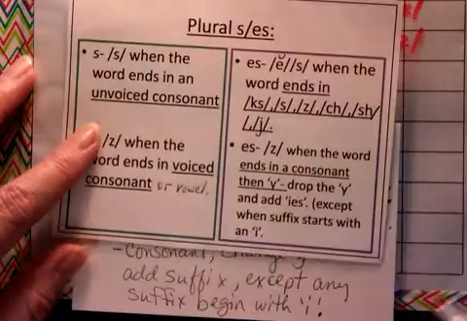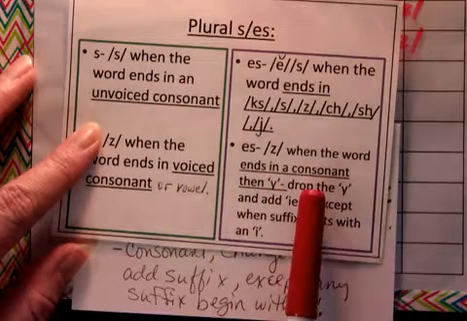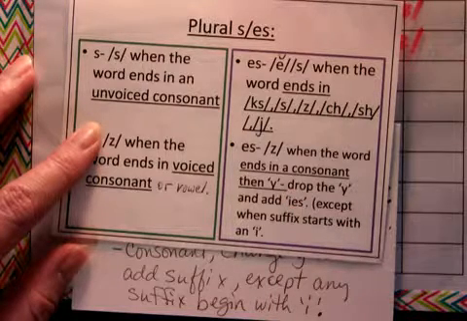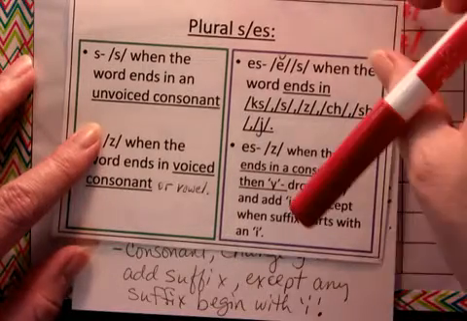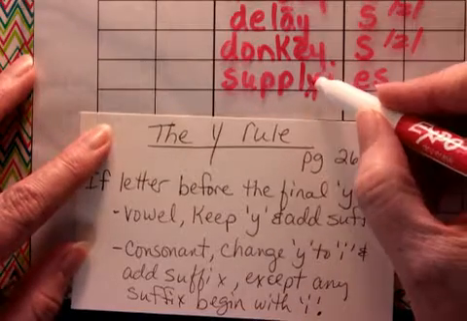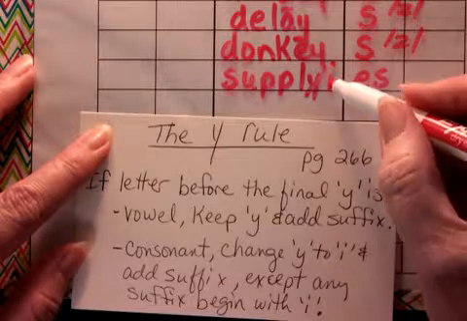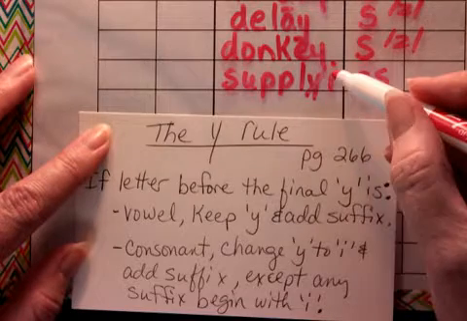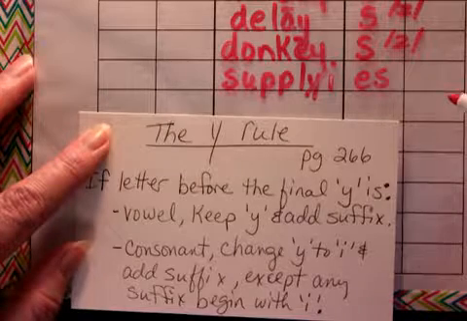So it goes along with this one. When the word ends in a consonant and then a Y, you drop the Y and add IES. Or you could say you change the Y to an I and add ES. But it's an ES, not just an S. So change the Y to an I and add ES. The I is not part of the suffix ending. It is the Y changing to another letter before you add the suffix ending.